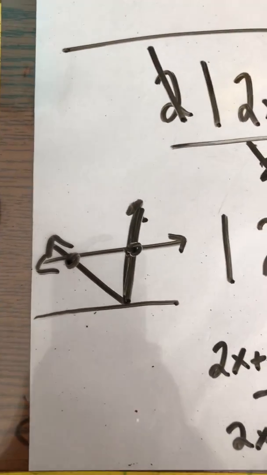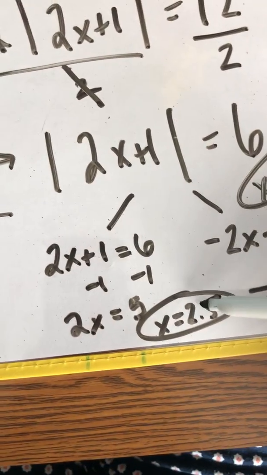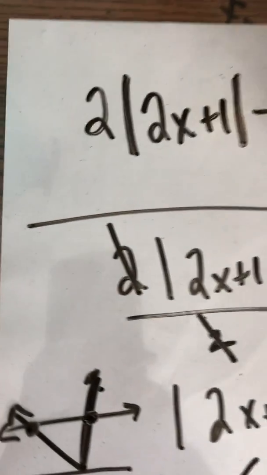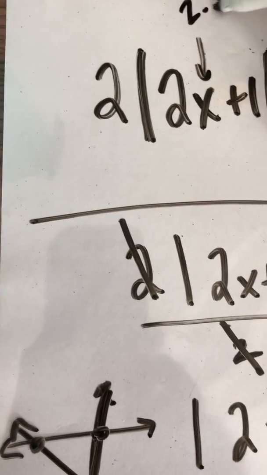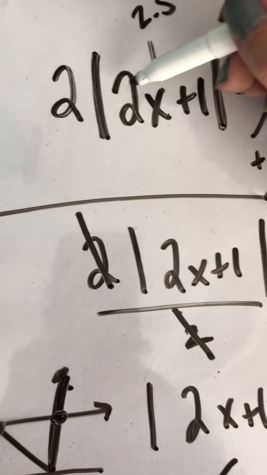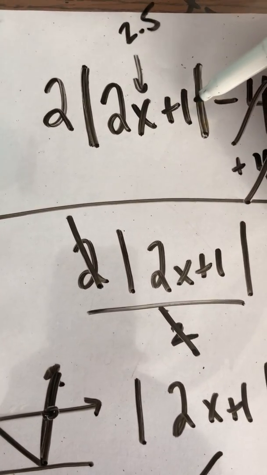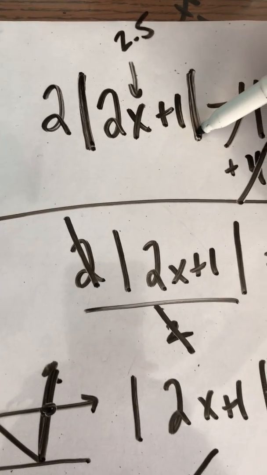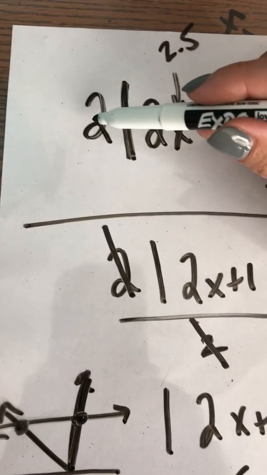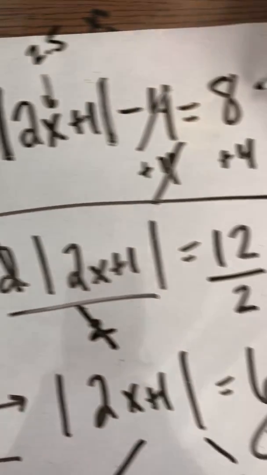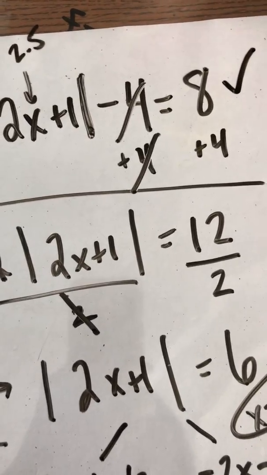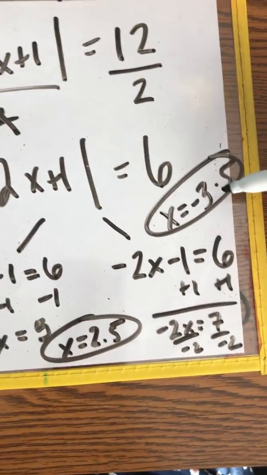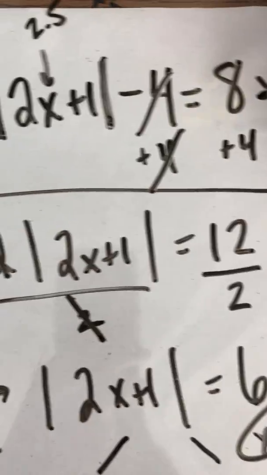You should always check your work. So I'll give you an example here. We'll take 2.5 and plug it back in. 2.5 times 2 is 5. 5 plus 1 is 6. The absolute value of 6 is 6. 6 times 2 is 12. 12 minus 4 is 8. That's how I know I'm right. I could do the same thing with this answer and it would also equal 8.